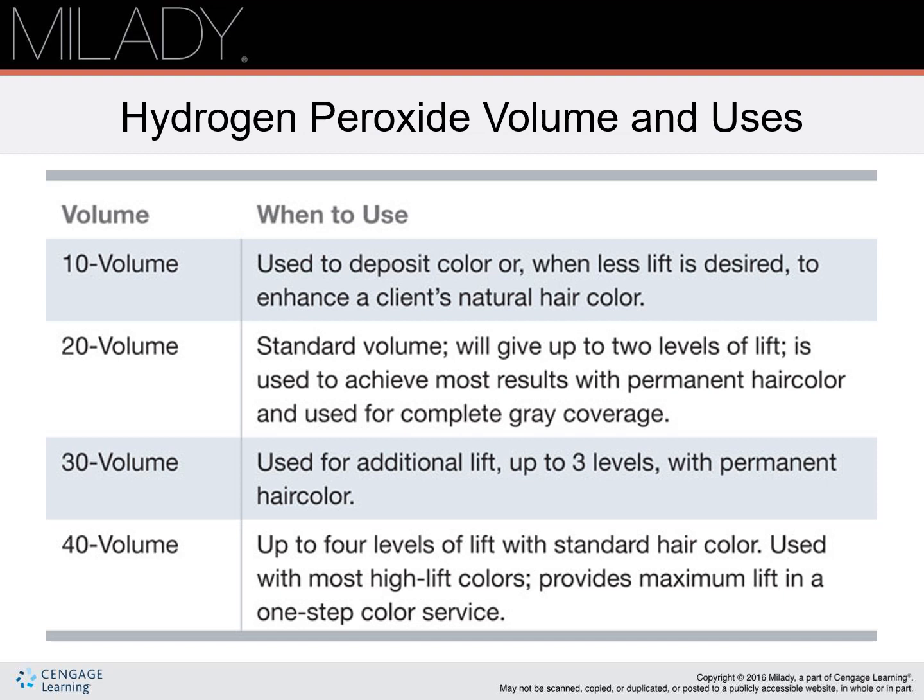Every semester, a student always asks me, are there higher volumes? There are higher volumes on the market. There is a 50 and a 60. They are not common. And to be honest, in the 17 years that I have been a stylist, I have never once needed or used them.